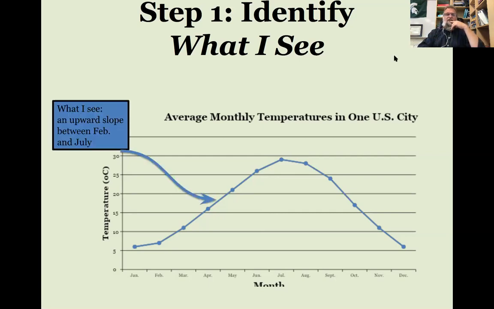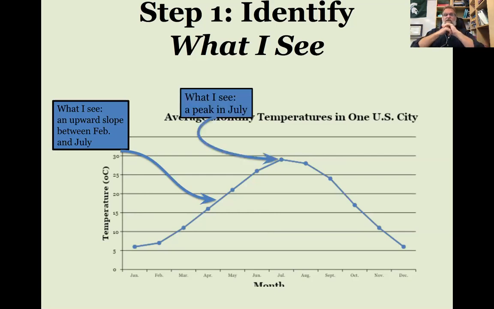One thing that I see is it has an upward slope between February and July. The graph goes up from February to July. I don't explain it. I don't try to make any sense out of it. Right now, I'm just stating what I literally see. I literally see the graph is going up from February to July. So what's another thing you see?